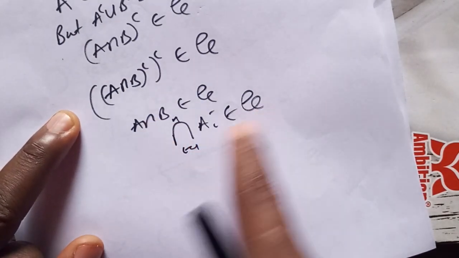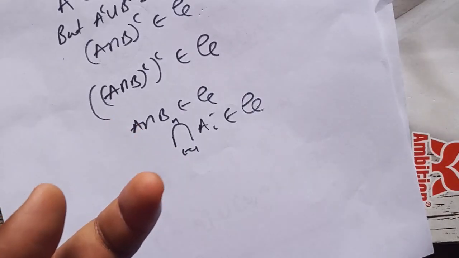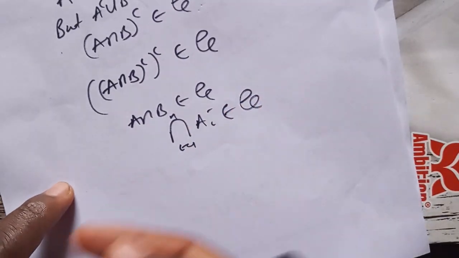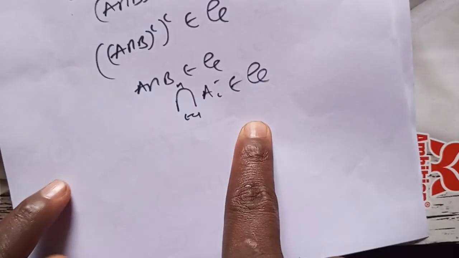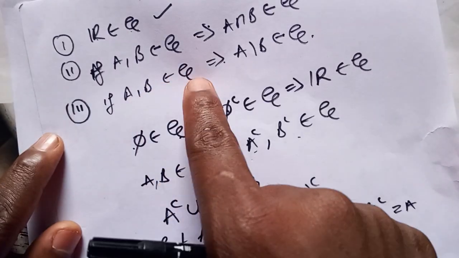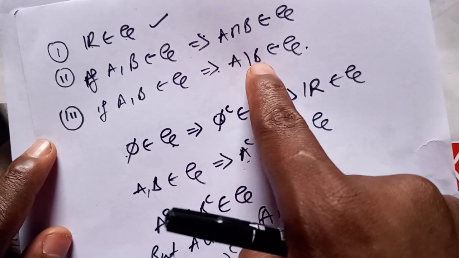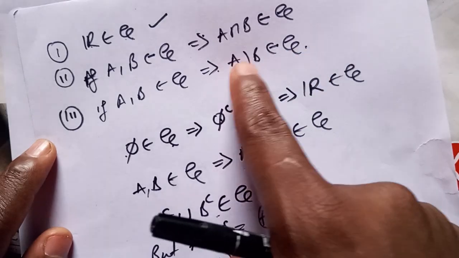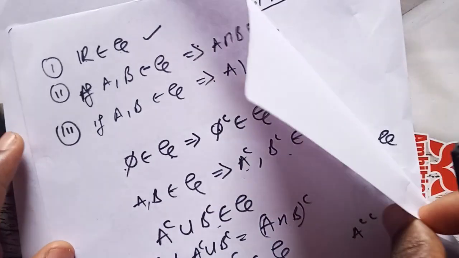If you extend it, it is also true for this, okay? Meaning that it might not necessarily be two sets, it might also be a finite sequence of sets. Now, the last condition, the last proposition, number 3: if A and B are in the algebra, then A difference B is also in the algebra. That is, the difference of two sets is also in the algebra.